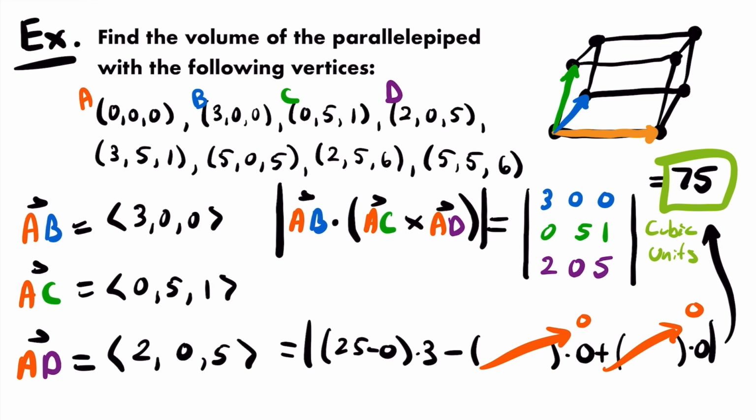All right, and if you wanted to, you could check what I said earlier, try finding 3 different vectors using these vertices, and then take the triple scalar product of those vectors, and you should get the same result of 75. The only time that you won't get that is if you get 0 because you created 3 vectors that were on the same face or in the same plane of the parallelepiped.